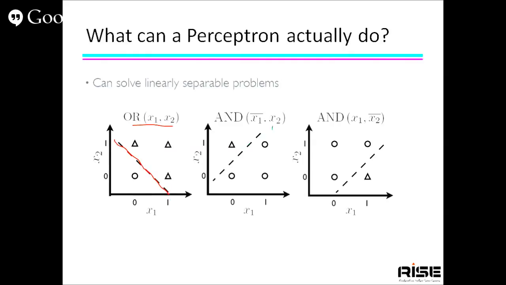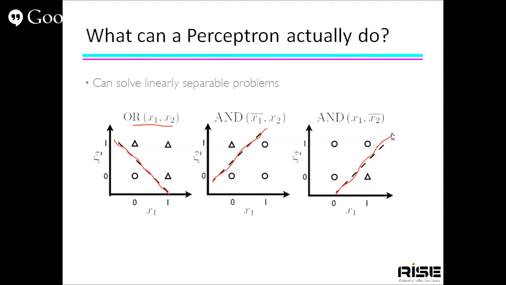Similarly, consider the second problem, which is AND of x1 bar and x2. So x1 bar for 0 will be 1, 1 and with 0 is 0, 0 and with 0 is 0, 1 and with 1 is 1. Again, this is linearly separable. If you consider the next problem, this is also linearly separable because you have some line which separates the first class and the second class. So it's exciting. We have an algorithm which can pretty much do these simple problems.